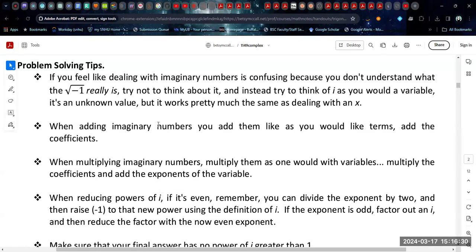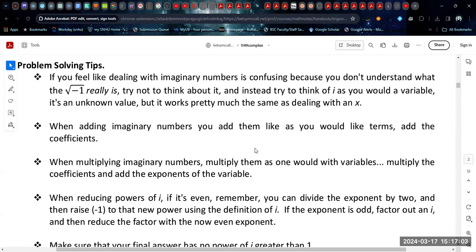Again, if you feel like dealing with imaginary numbers is confusing because you don't know what the square root of -1 really is, think about it as rules, and we're dealing with them just like we're dealing with x. It is a variable that has an unknown value, and just follow the same rules that you would use. The only extra layer here is that unlike with an x, we're not going to replace x squared with -1, but here we will. When adding imaginary numbers, you add them just like you would like terms, add the coefficients.